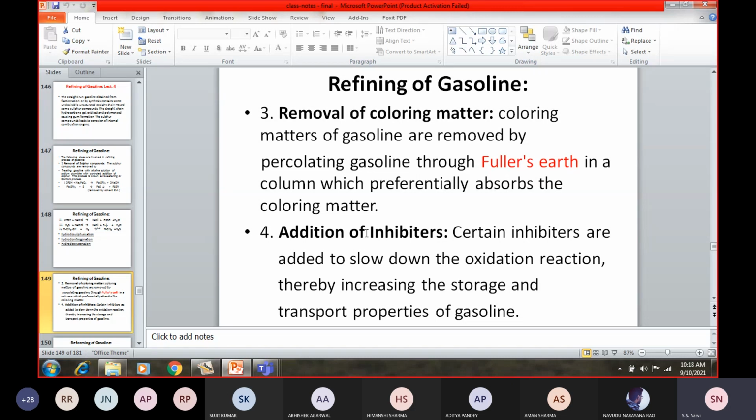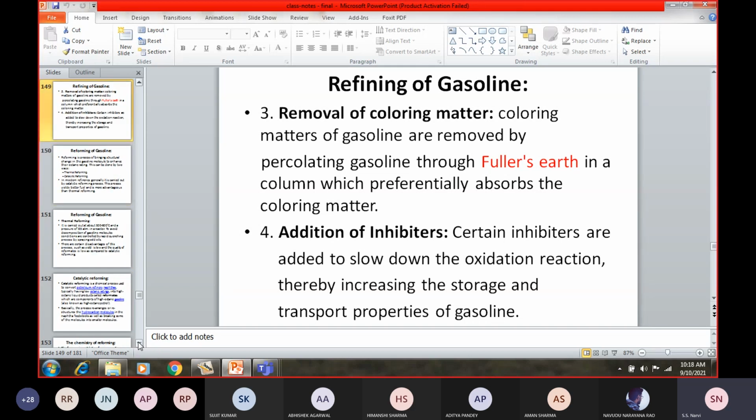Then certain addition of inhibitors takes place. Certain inhibitors are added to slow down the oxidation reaction, thereby increasing the storage and transport properties of gasoline. Besides this, you also add certain other additives which will improve the anti-knocking tendency of the gasoline, and therefore certain other additives are also added.